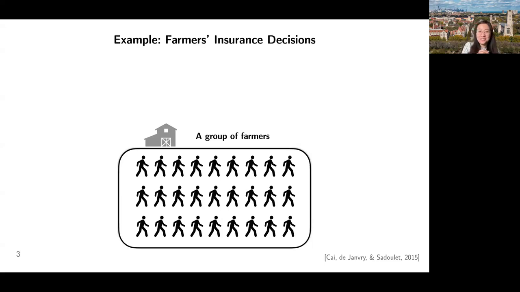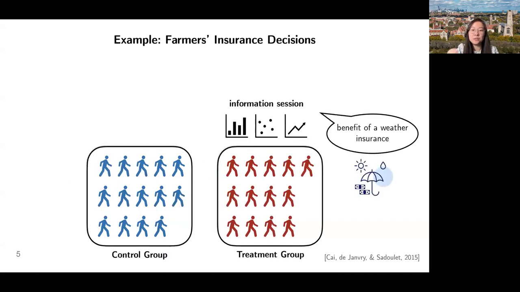In this paper, we have a bunch of researchers. They go to a rural village in China. They get a bunch of farmers. They decide to run a randomized experiment. How do they do that? They just toss a coin to randomly separate the farmers into a treatment group and a control group. All the red people get into the treatment group, and all the blue people get into the control group.